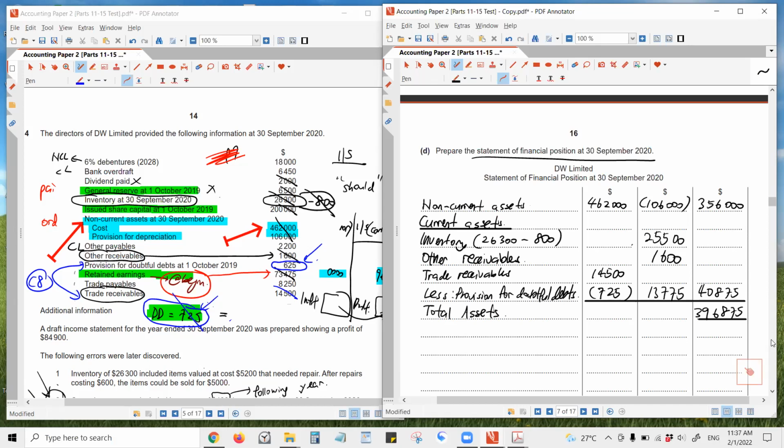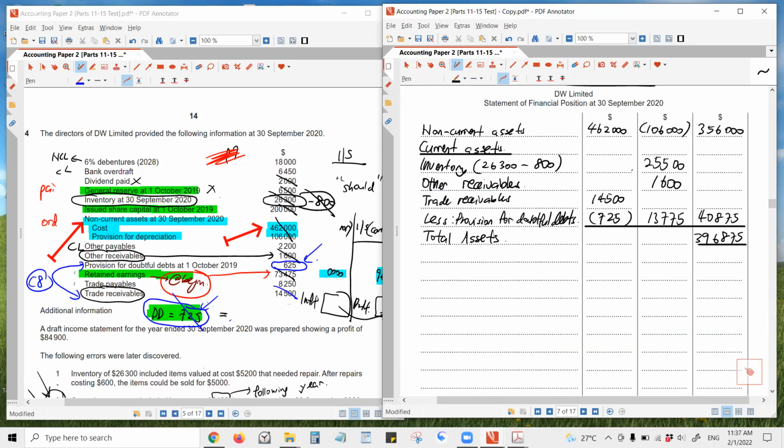So this is the first part of the SOFP. When you're done, you tell me done again. Then we move on together to the next part. I wait for everyone to finish, then we move on together. Venjin, I have included other receivable. You can see 1006 is there.